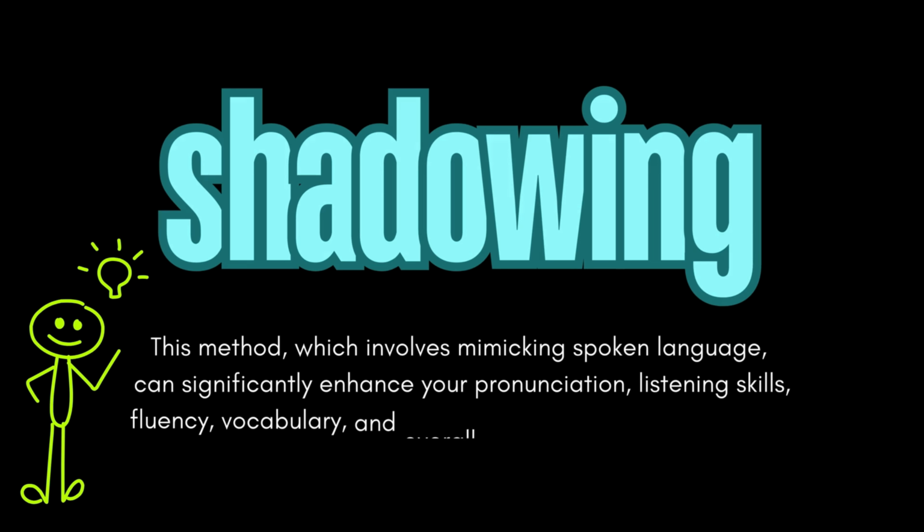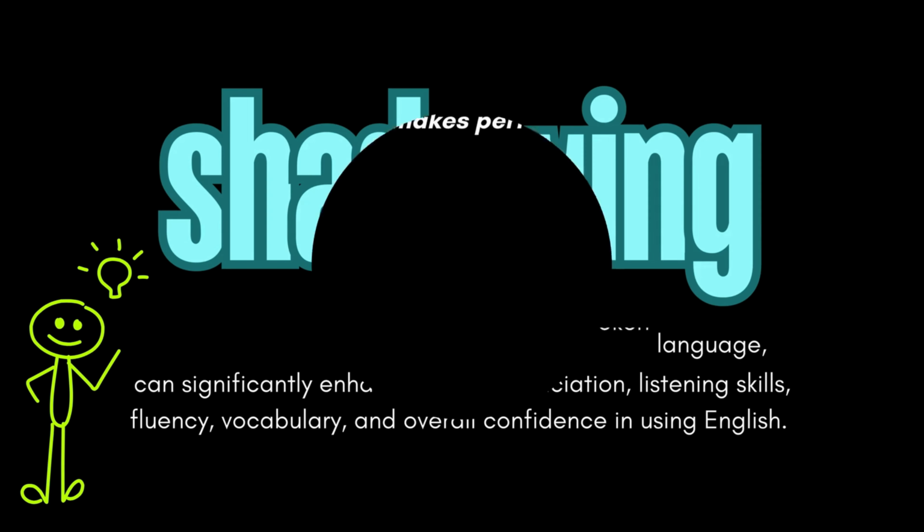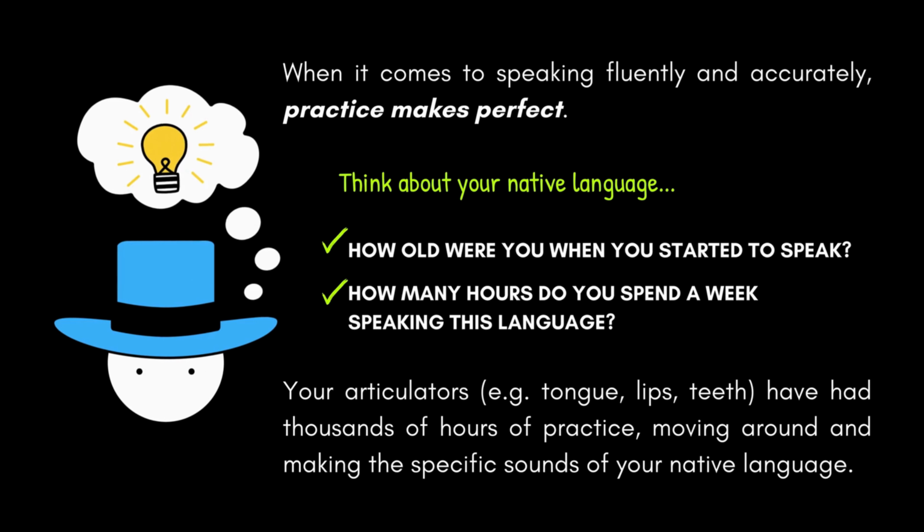Today we're going to talk about a powerful technique for learning English called shadowing. This method, which involves mimicking spoken language, can significantly enhance your pronunciation, listening skills, fluency, vocabulary, and overall confidence in using English. When it comes to speaking fluently and accurately, practice makes perfect.